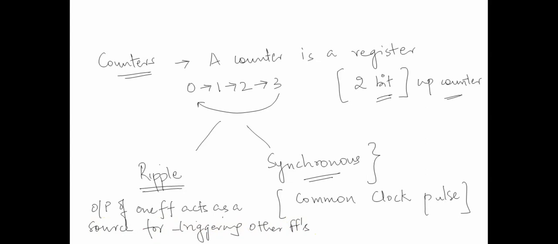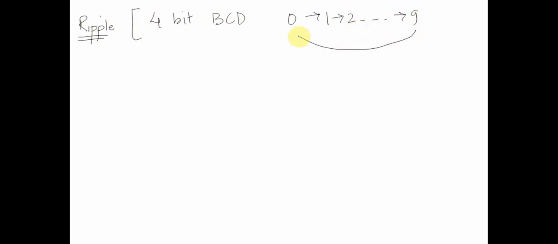Now, if we have to look at an example of both the ripple counter as well as a synchronous counter, we can start with a ripple counter. Let's draw a 4-bit BCD, binary coded decimal, counter, which goes from 0 to 1 to 2, and so on up to 9, and then comes back to 0. And it has to be ripple.